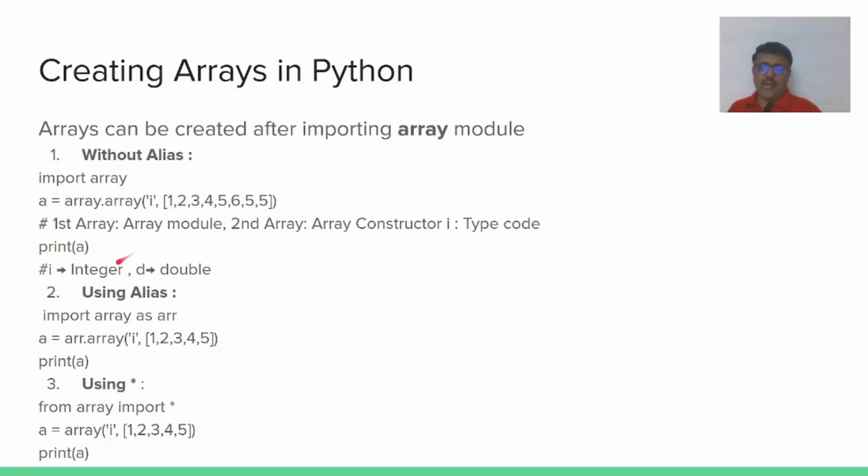Anyway, we'll see that one. And since you are just now, you see that I, if we put it here, it will become integer. And if I see D, it is double. The double is nothing but the float. You'll be using it here.